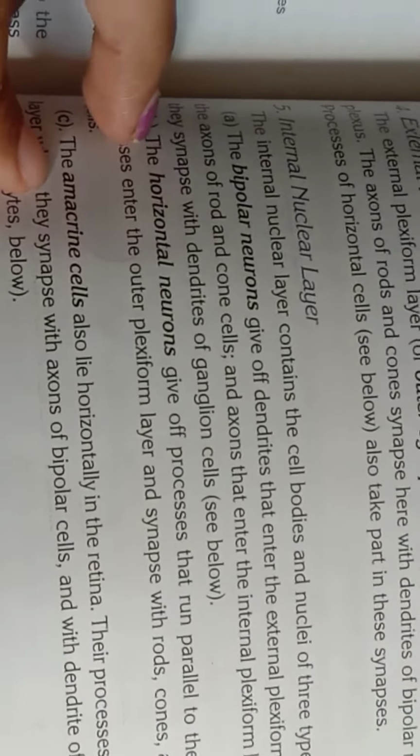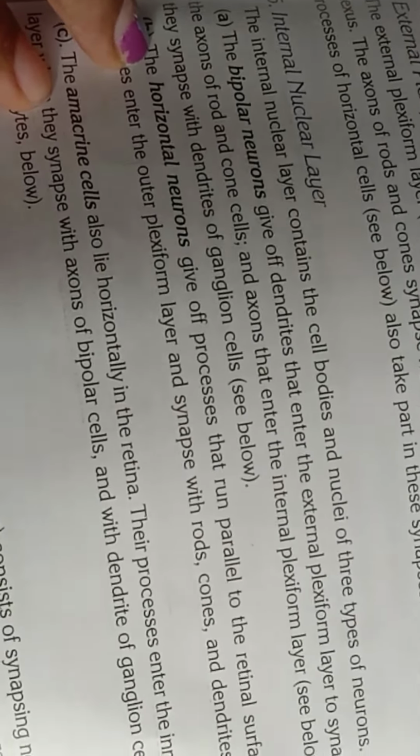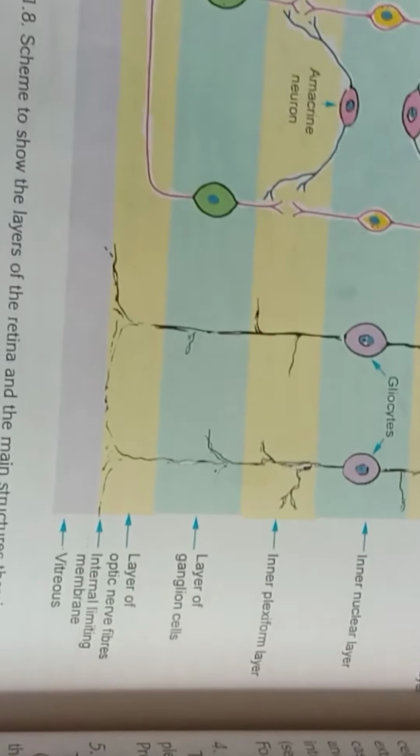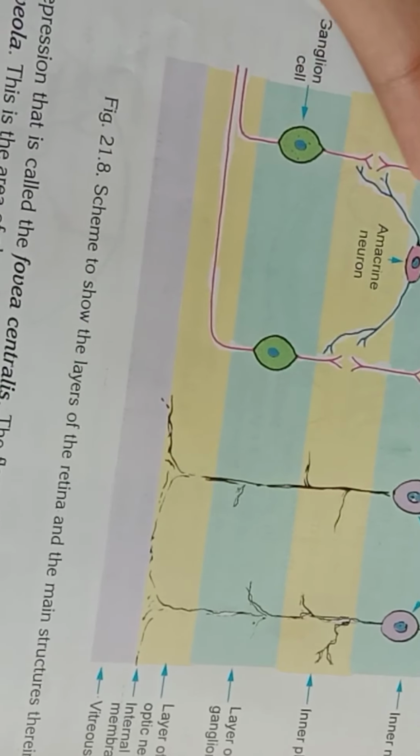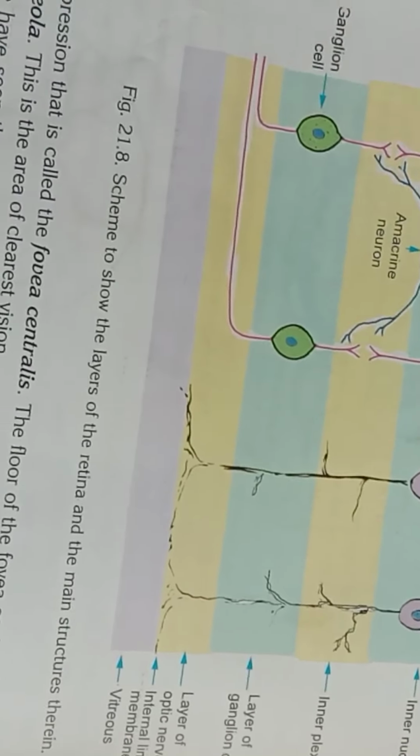First, let us see our bipolar neurons. These give off dendrites mainly, which enter the external plexiform layer, you can see here. They synapse with the axons of rod and cone cells, because those are only present over there, and also their axons enter the internal plexiform layer, where they synapse with the dendrites of the ganglion cells. So in the internal plexiform layer they synapse with the ganglionic cells, and in the external plexiform layer they synapse with the rods and cones. This is the function of a bipolar neuron.